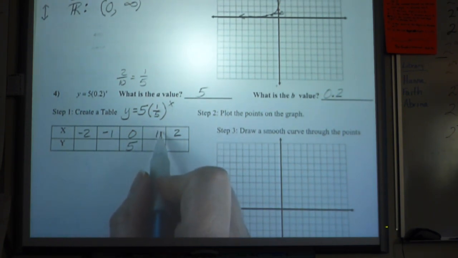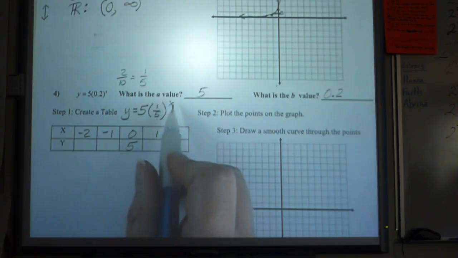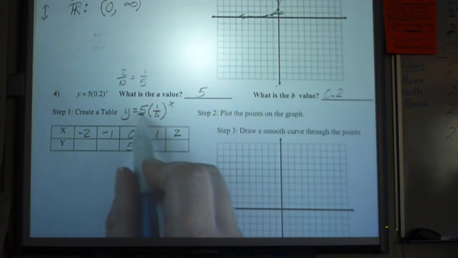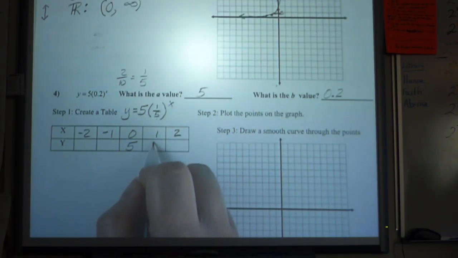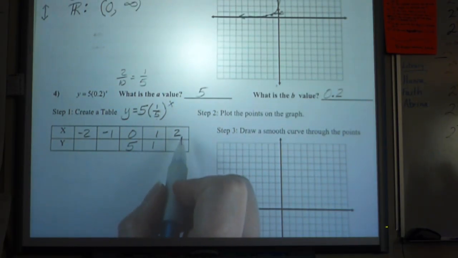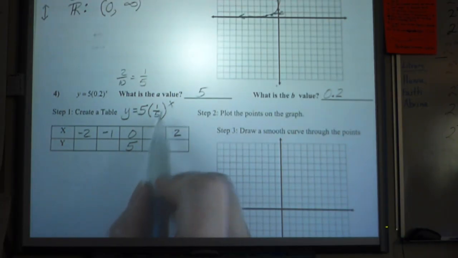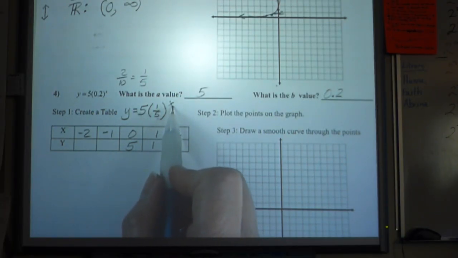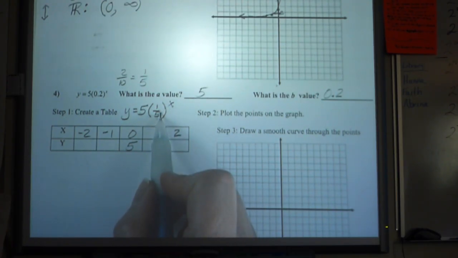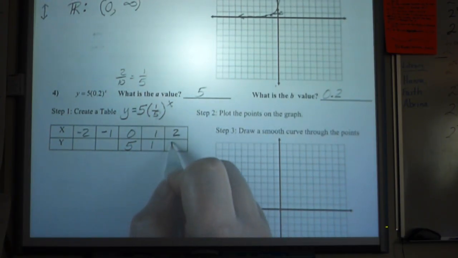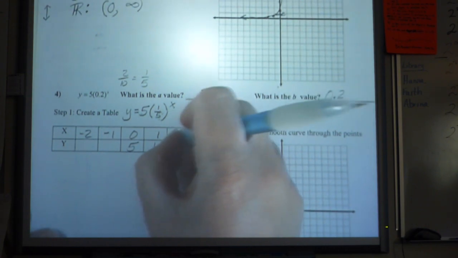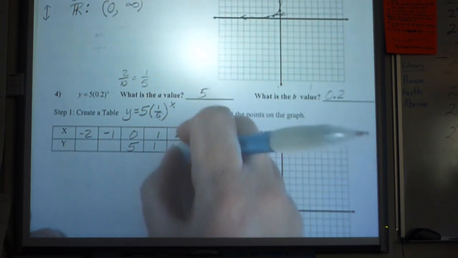What if x is 1? I have 1/5 to the first power, which is 1/5. 1/5 times 5 is 1. If x is 2, 1/5 squared means 1/5 times itself, which is 1/25. 1/25 times 5 is 5/25, which can be simplified to 1/5.